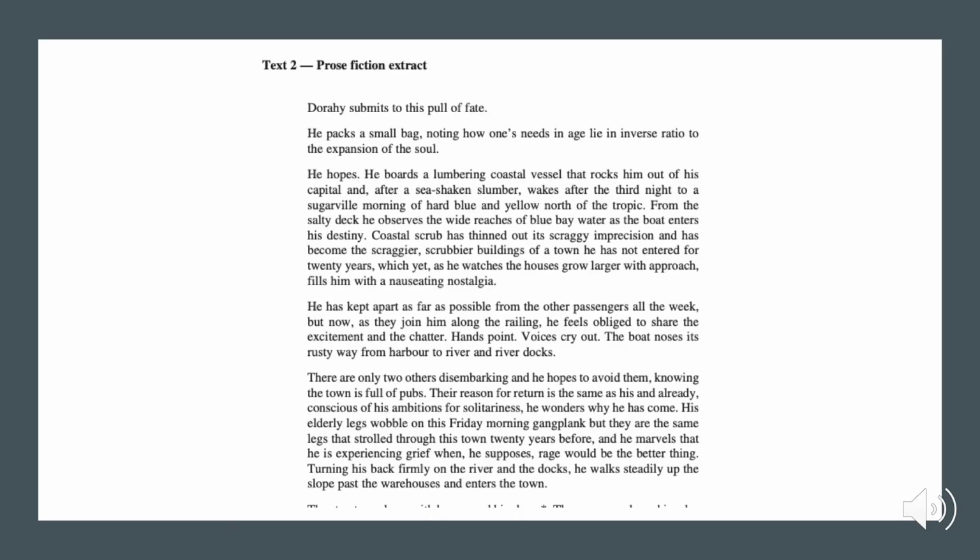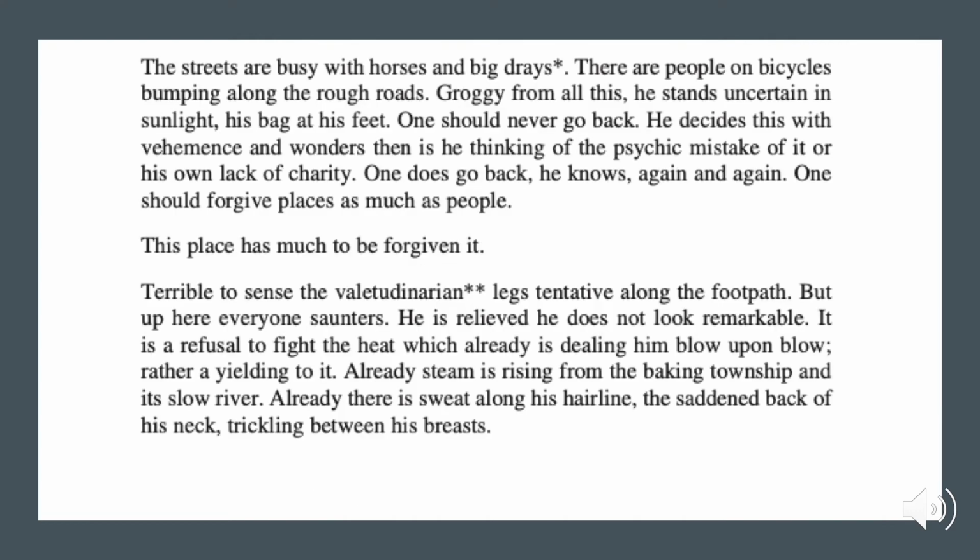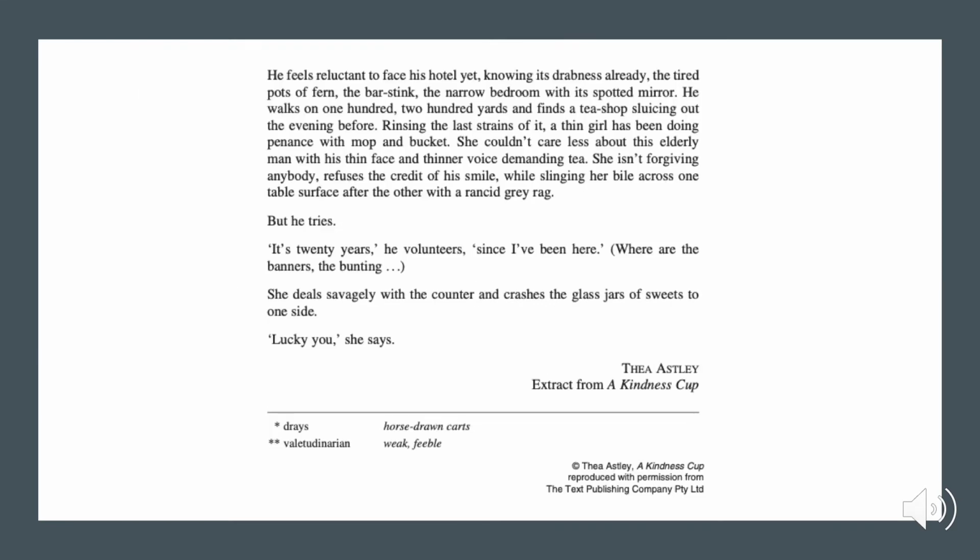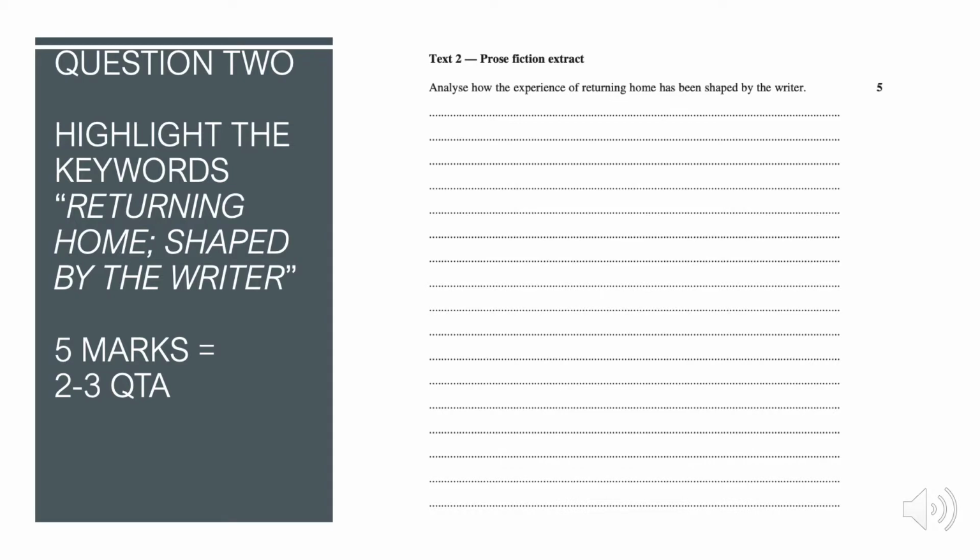Text 2 was a prose fiction extract. Here's the first slide. Here's the second slide. Pause between each so you can read them. And here's the third slide. So this was an extract from Australian author Thea Astley's A Kindness Cup, and the question that goes with it is worth 5 marks. And it says, analyse how the experiences of returning home has been shaped by the writer.